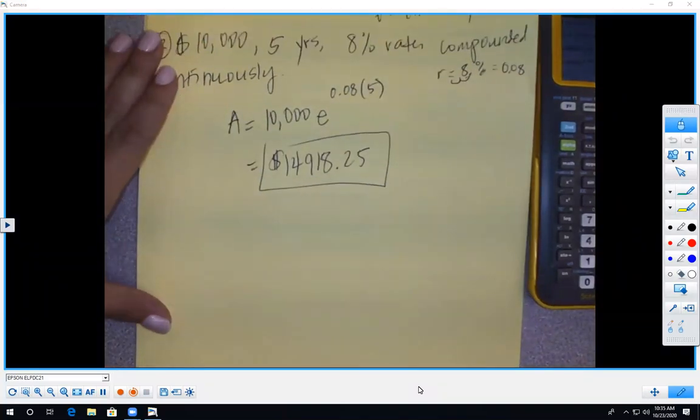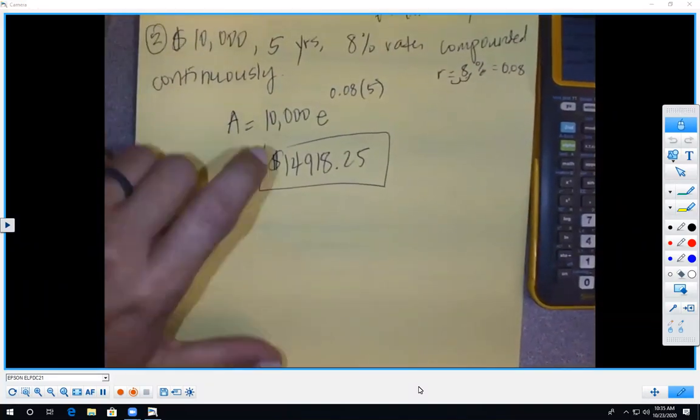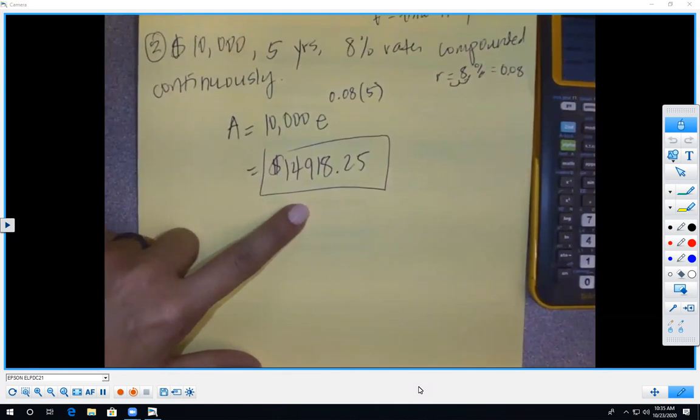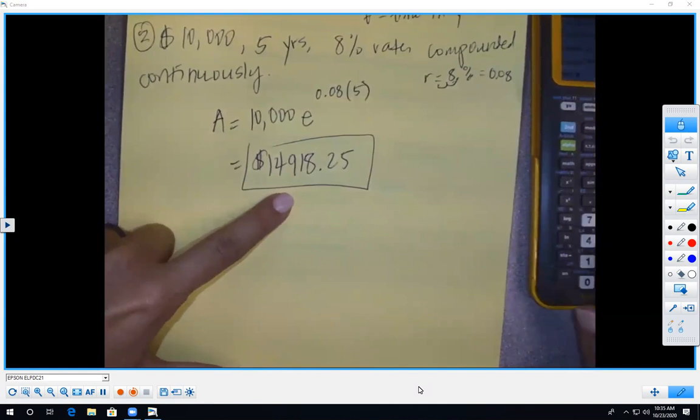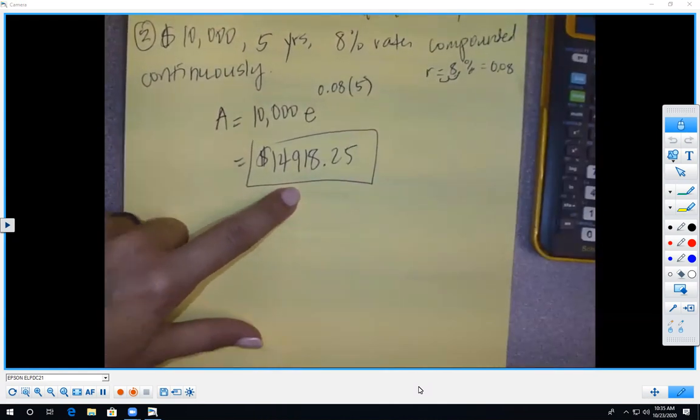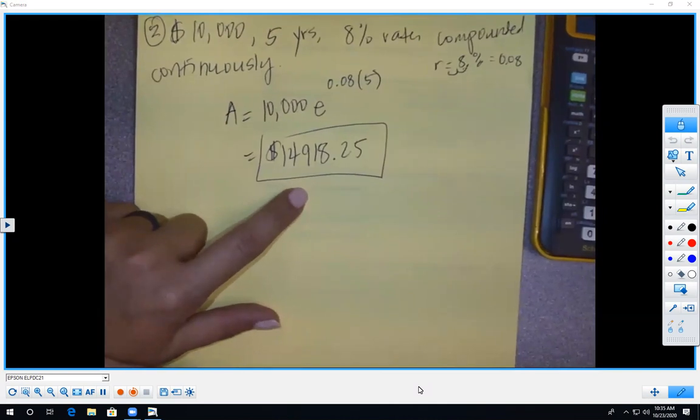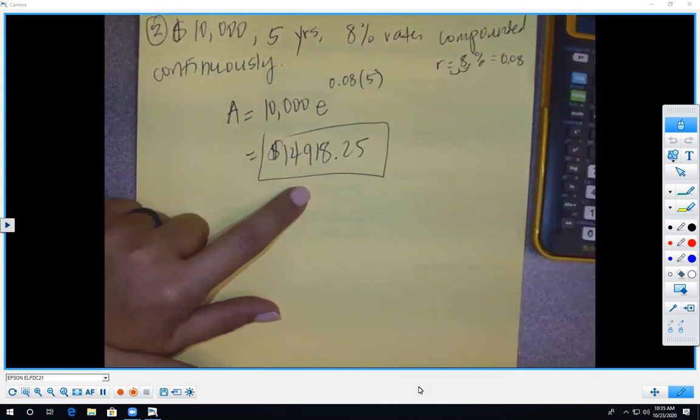Okay, which one is more money? The continuously. It's not by much. It's like $70, right? 918 minus 859. Oh, no, $59, almost $60. But I mean, 60 bucks. I'd take 60 bucks right now, right?